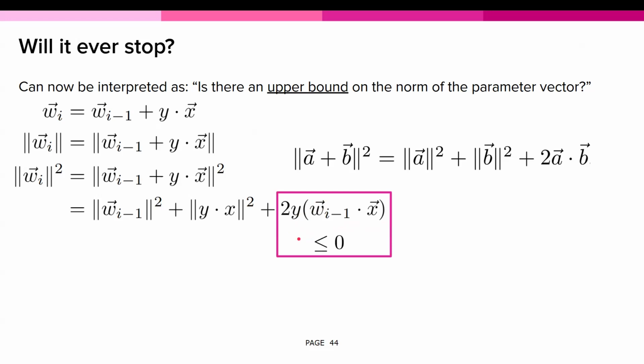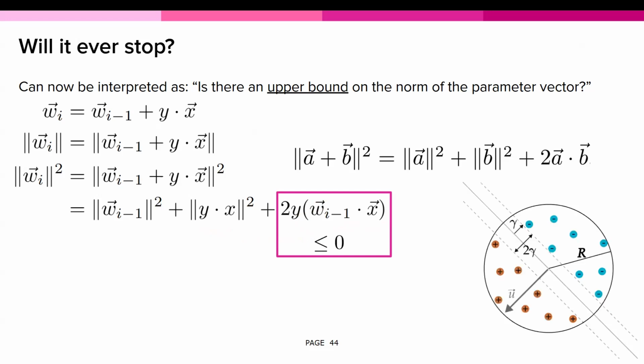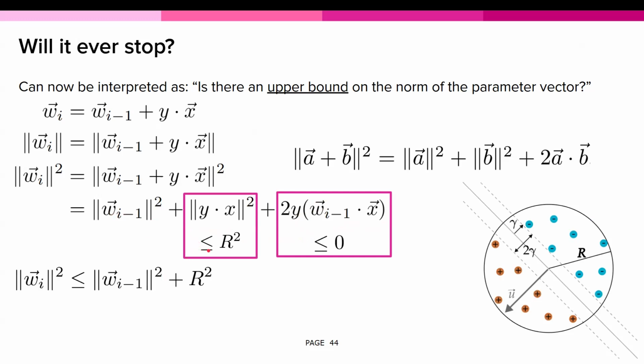We can also say something about this middle term, the product of the label and the feature vector squared. Because we know that points are lying within the ball of radius r, we know that this is at most r squared. So we can rewrite the fourth line as this fifth line here. And this means that we are guaranteed to make at most r squared amount of progress at every update. And by induction, we can say that after k updates, we'll have made at most k r squared progress. So this gives us an upper bound on the amount of progress or alignment we'll have made with the oracle by update k.